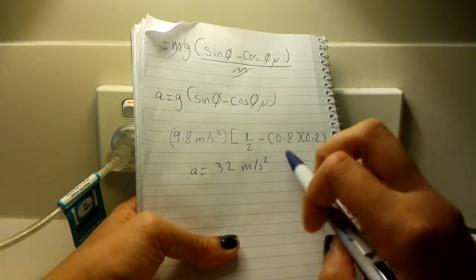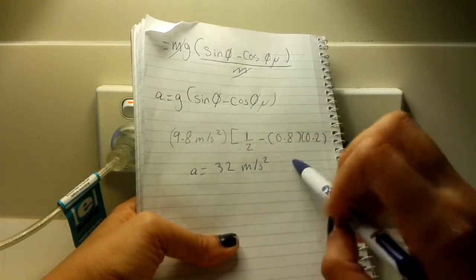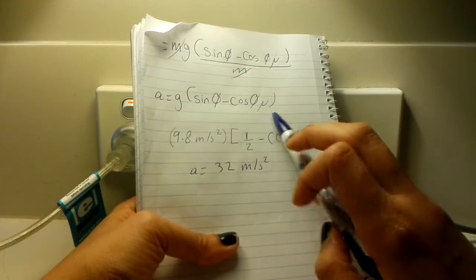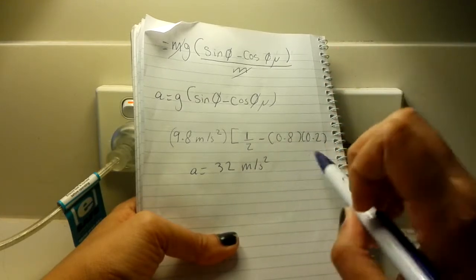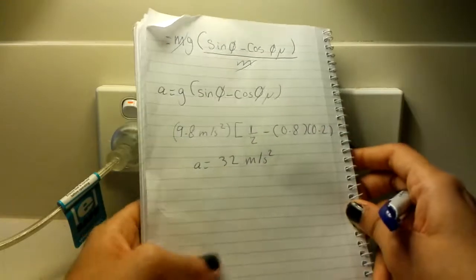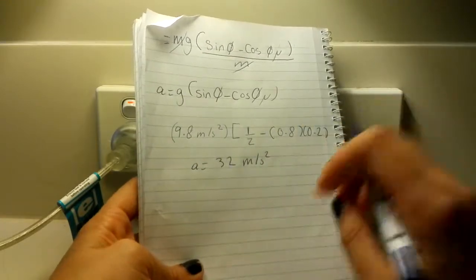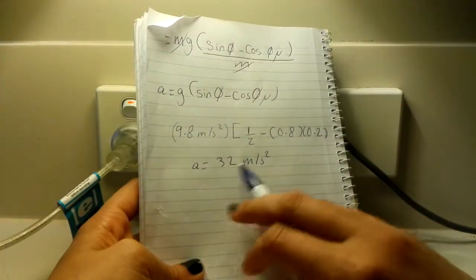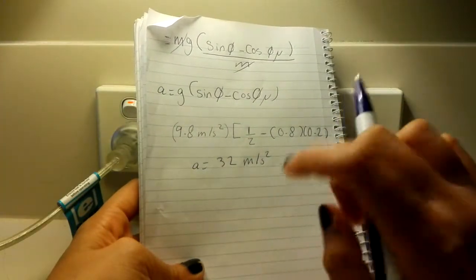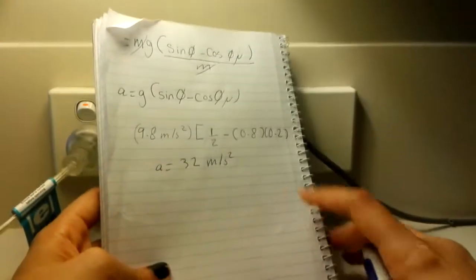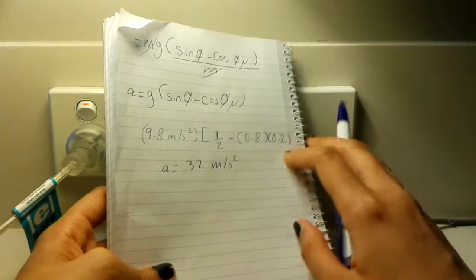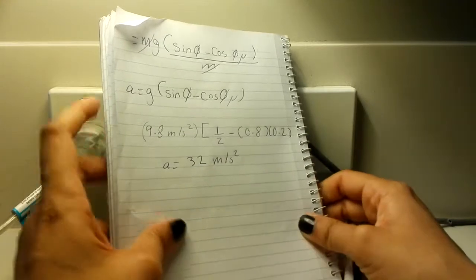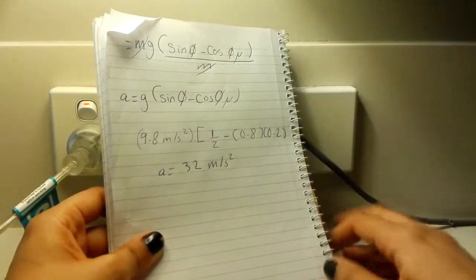So half minus 0.8, which is cos theta, multiplied by the coefficient of friction, the mu, which we have in the question already, 0.2. It was mentioned in the question on the first page. Just by a simple calculation, we calculate that first, and then multiplied by 9.8, we end up with this value, meters per second squared, the acceleration. That's it. Now you know how to solve friction over an inclined plane.